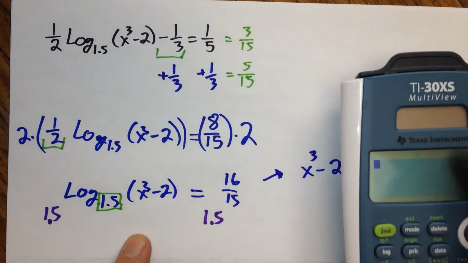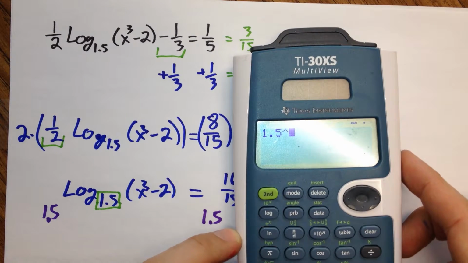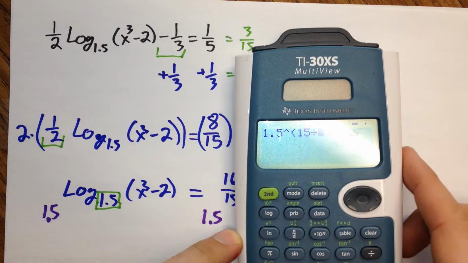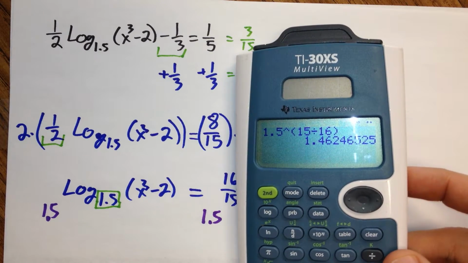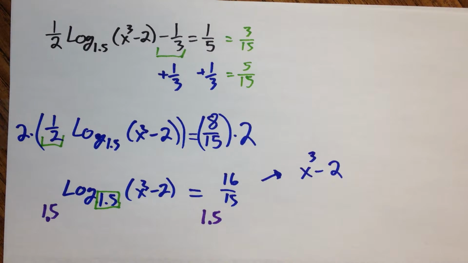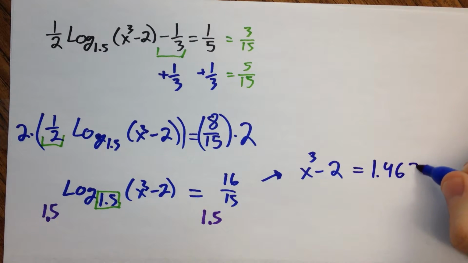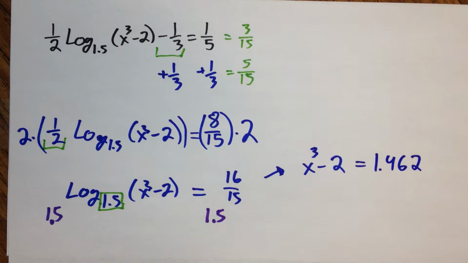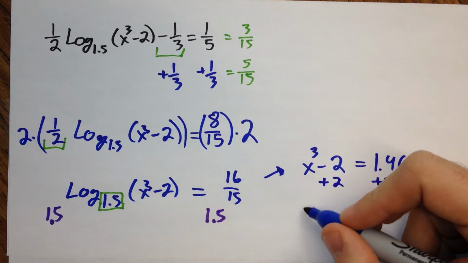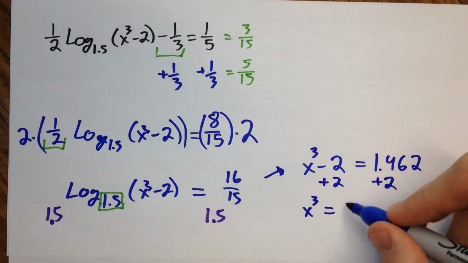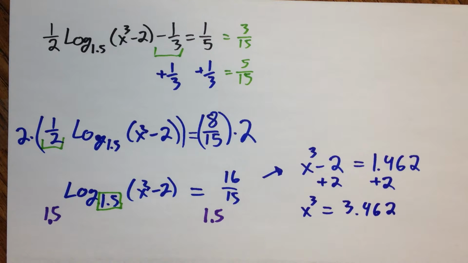I kind of would like to make this a number, so I'm going to grab my calculator, and I'll do 1.5, I'll type my caret, and I'll do 16 divided by 15. That'll give us a nice decimal answer we can work with. 1.462. That seems pretty reasonable. So this equals 1.462. Now I have only a few steps left. I need to add 2 to both sides, and I will get x squared is equal to 3.462.